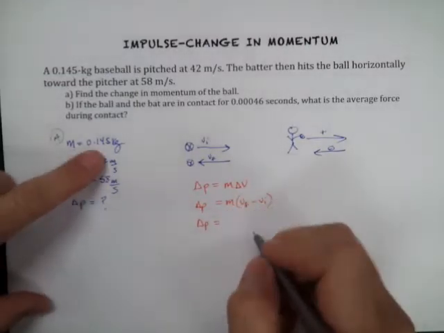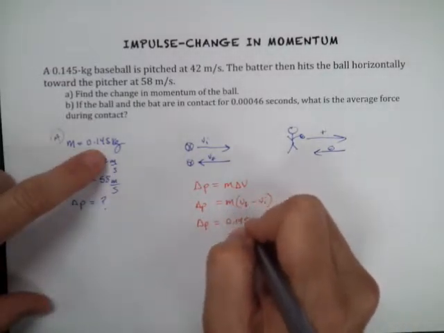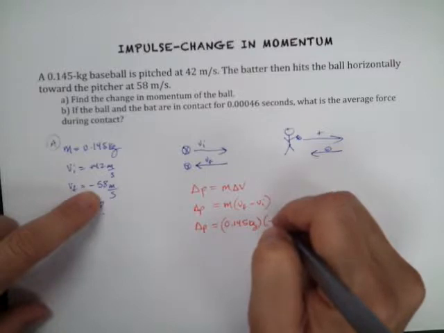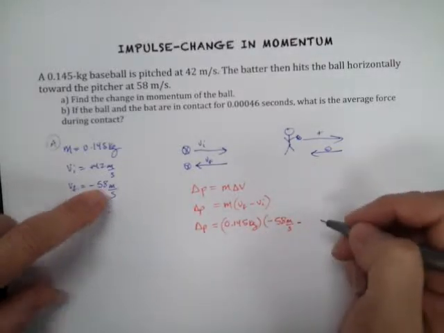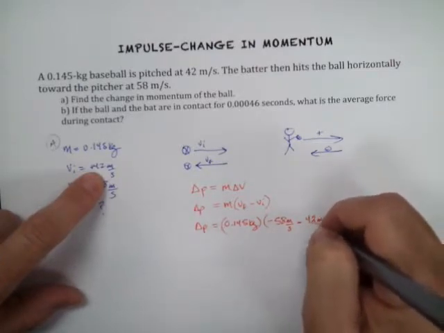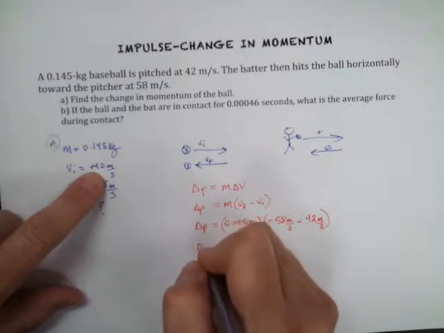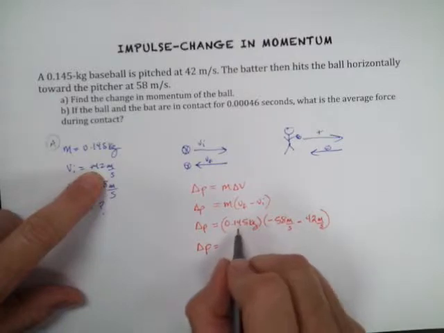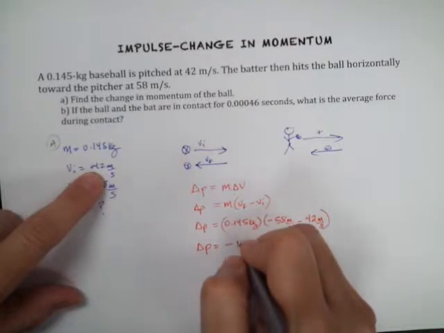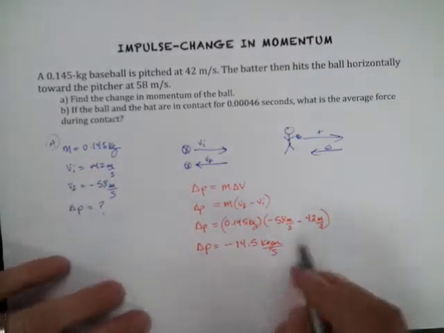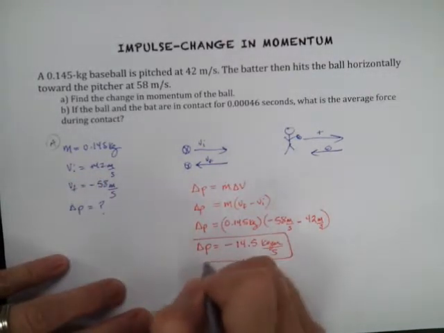And then let's take it another step. Let's plug in. So we have our mass, we have our final, negative 58, minus our initial, which is a positive 42. Okay. So our change in momentum is going to be, this is negative 100 meters per second times 0.145, and that's going to be a negative 14.5 kilogram meters per second. Okay? That is how the momentum changes.